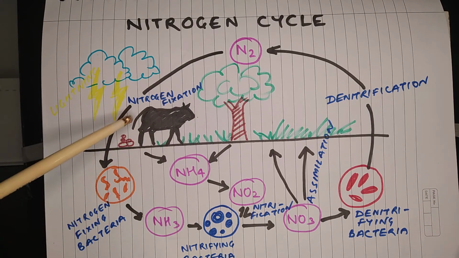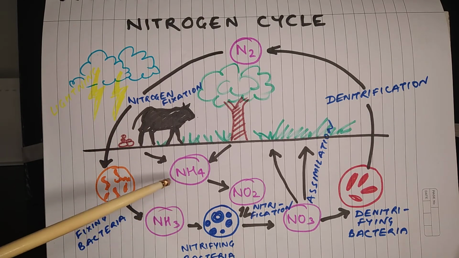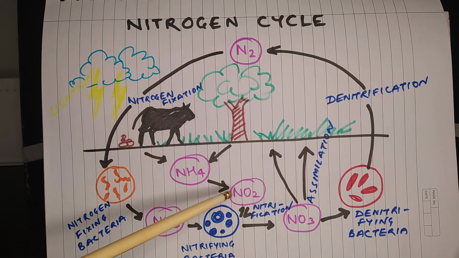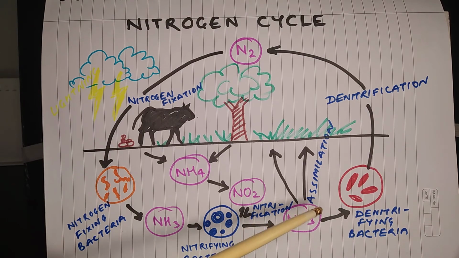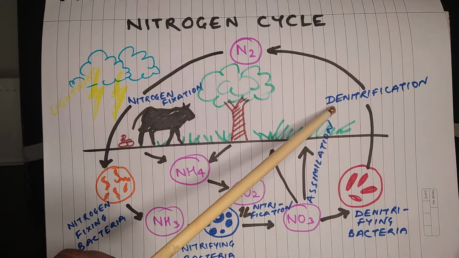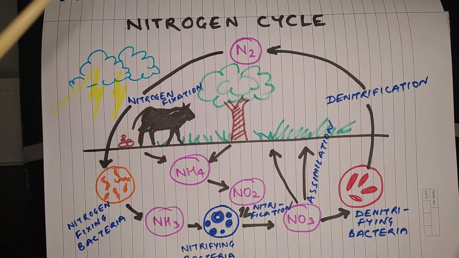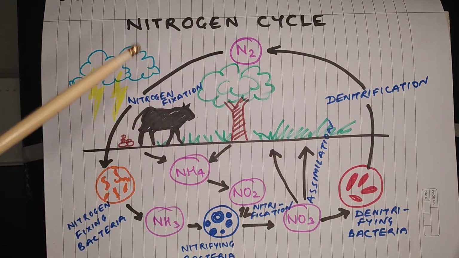Once these nitrogenous compounds come out of the animal's body, they are further converted into oxides of nitrogen, and after that, denitrifying bacteria convert these oxides into nitrogen gas, and this process is called denitrification. That is how nitrogen is cycled in nature.